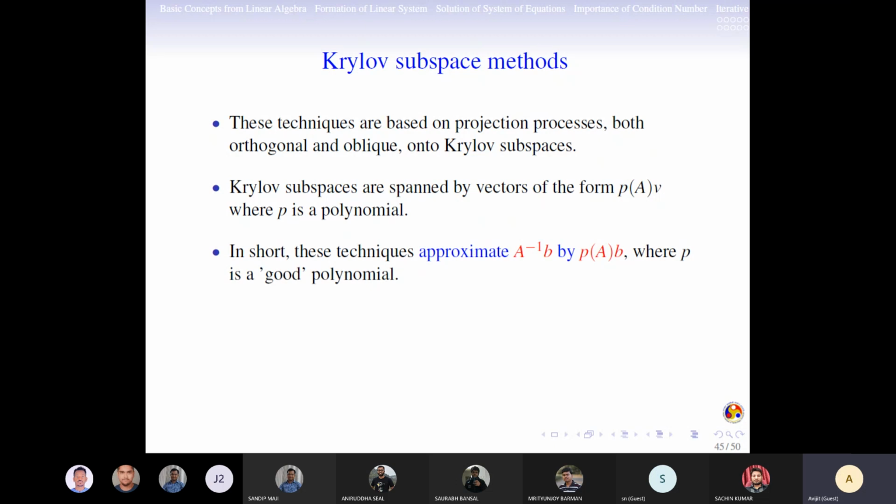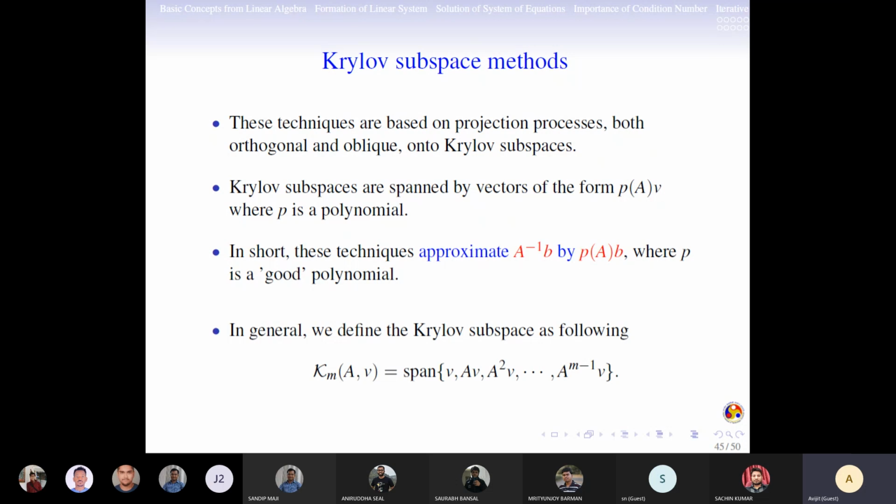In short, what these techniques do is approximate A inverse b. I have to find A inverse b to get the solution, but they approximate A inverse by p(A), where p is a good polynomial. So the solution will look like p(A) b. This is the main thing in the Krylov subspace.